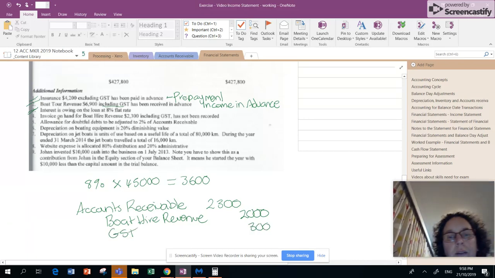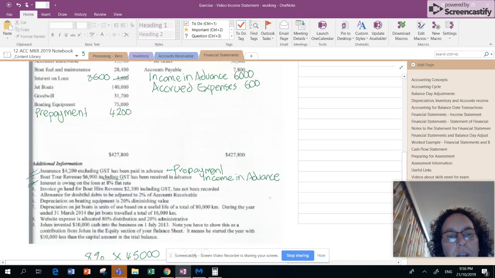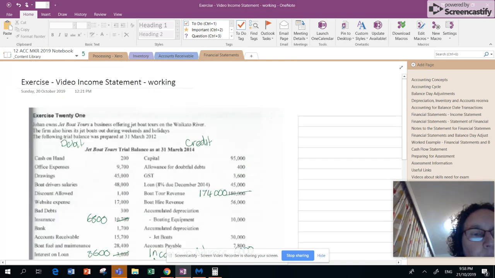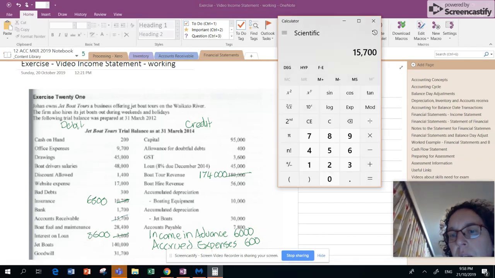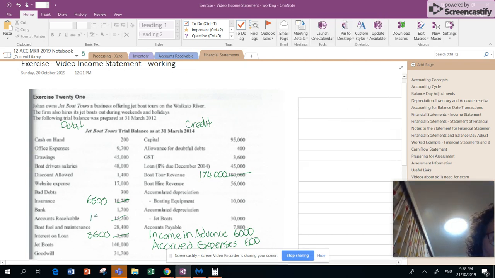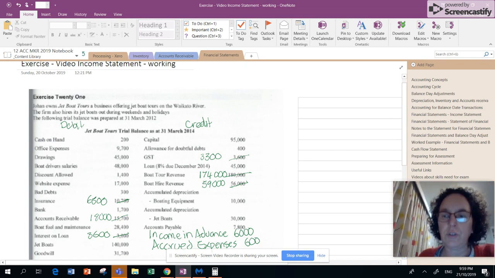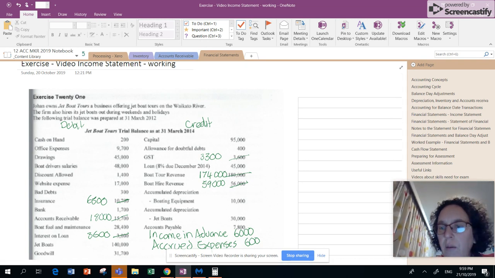So now we have to increase our accounts receivable by 2,300. So we've got 15,700 plus 2,300, which is 18,000 for our accounts receivable. We're going to increase our boat hire revenue by 3,000, so we're going to get 59,000 there. And we have to decrease our GST by 300. So we're going to get 3,300, because the GST is a credit at the moment and we debited it in the journal entry, so it's going to end up being decreased by 300.